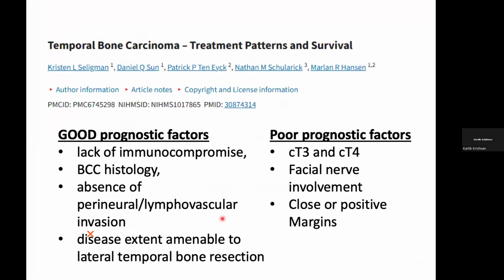Now we should know the prognosis and survival pattern of these temporal bone malignancies. There are good prognostic factors like lack of immunocompromised status, basal cell carcinoma histology, absence of PNI and LVI, and disease limited to the EAC. Patients who undergo LTBR have a better prognosis compared to STBR and modified STBR patients. Poor prognostic factors are advanced disease, T3 and T4, facial nerve involvement, and close and positive margins. As we go from T1 to T4, survival decreases. For T1, survival is around 80 to 90%. T2 is 60 to 70%, which becomes dismal, only around 20 to 30%, for T4.